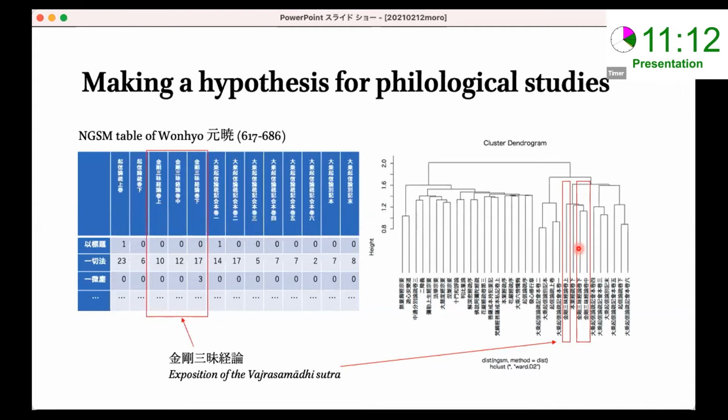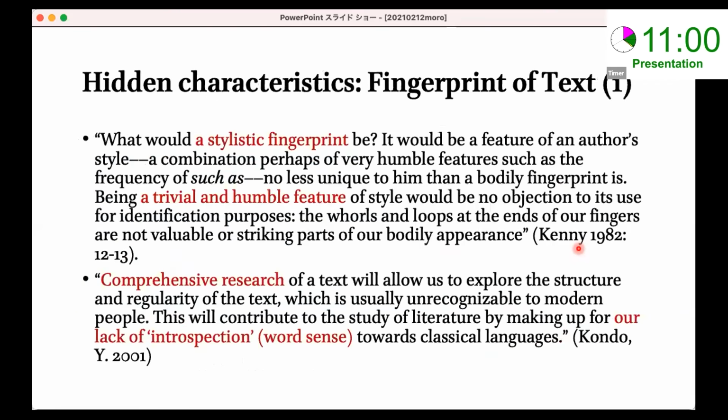I think this result will provide a clue for close reading and philological comparative study of Wonyo's text. And searching for hidden characteristics is a quite different, or opposite, approach from statistical methods. Professor Anthony Kenny pointed out in the 1980s that casual expressions can reveal the characteristics of the person who wrote them.